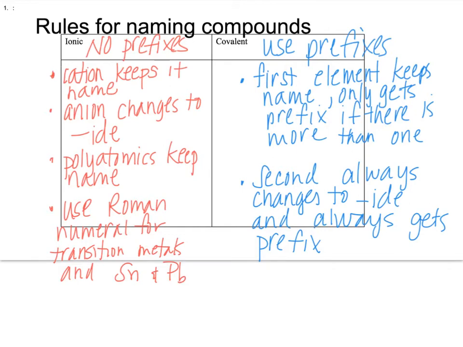When we're writing names for covalent compounds, that is where we use the prefixes. And remember, the first element keeps its name. So the first thing listed always keeps its name, and it only gets a prefix if there is more than one. The second thing always changes to -ide, and it always gets a prefix. Even if there's one, we call it mono. All right, so let's practice a few on the next slide.